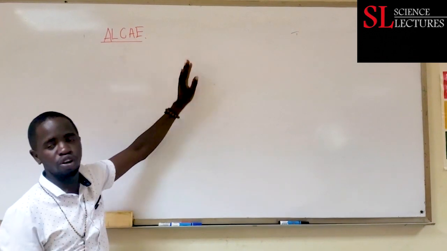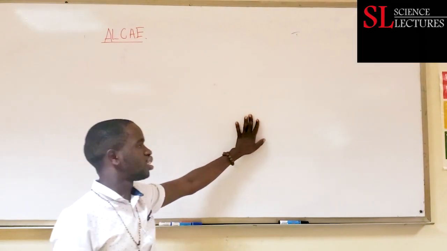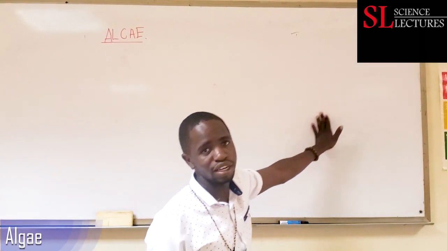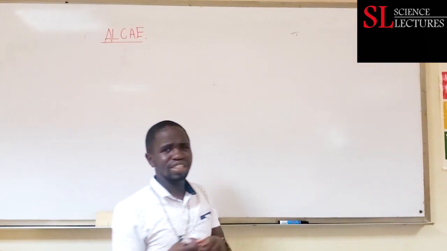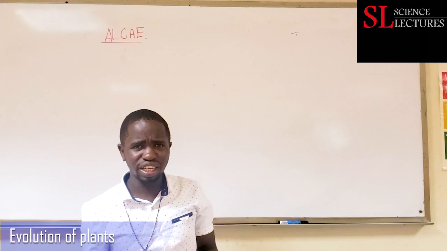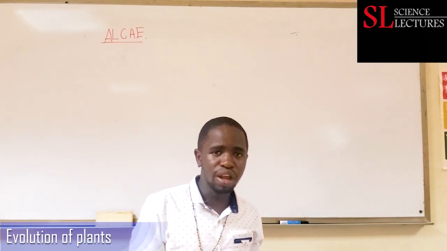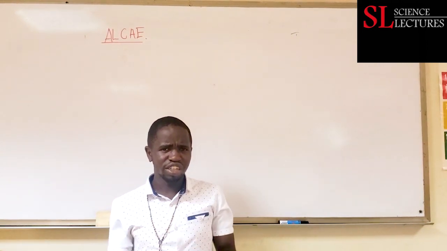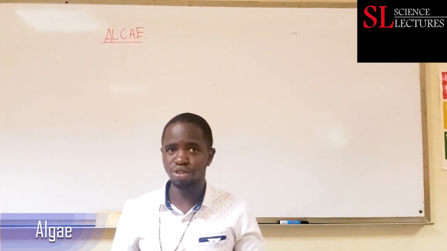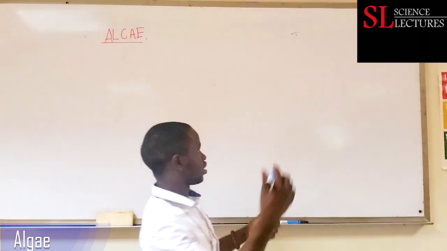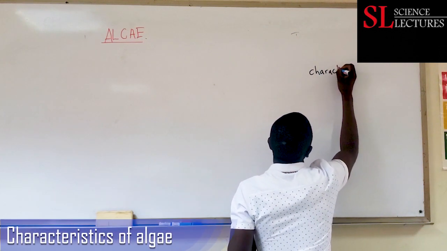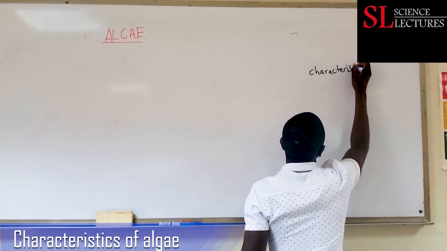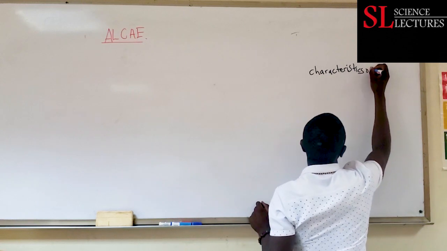After having looked at the divisions of the plant kingdom, now we are going to look at the commonly believed ancestor of all plants, and that is algae, which we know is a phylum in the kingdom Protista. We are going to look at those characteristics possessed by algae that distinguish it from the plant kingdom. So we are going to look at the reasons why algae is not classified as a plant, which are the characteristics of algae.